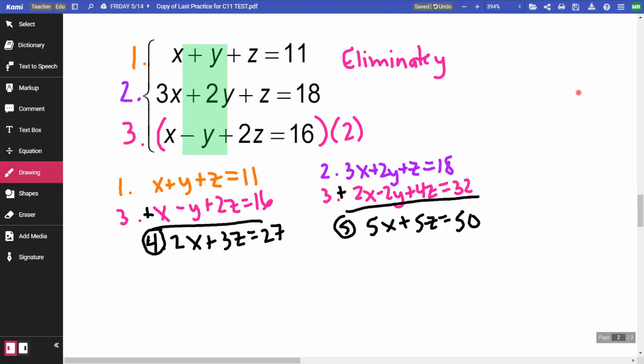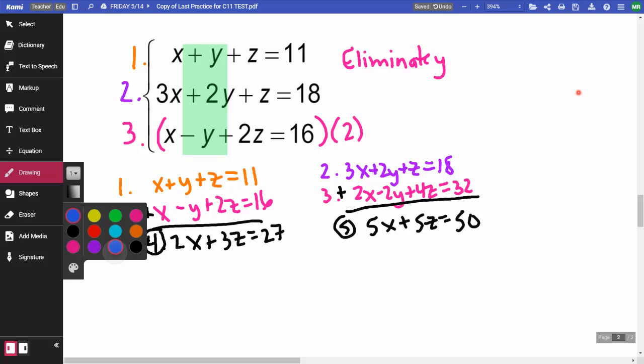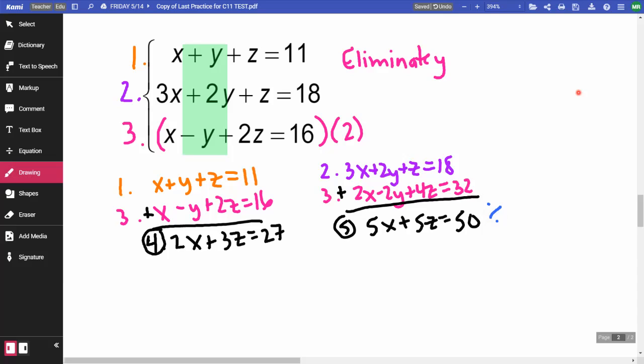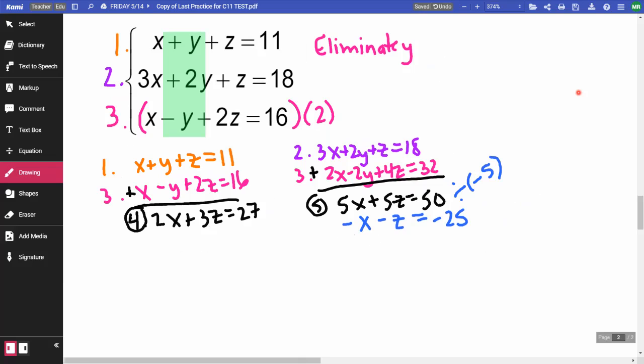So now what we're going to do is we're going to solve this system. Now, I think I want to divide this by, not -2, sorry, a -5. So if I divide this by -5, I get -x minus z is equal to -25. And so now I'm going to use that equation with number 4. Okay, I'm going to do that right here.